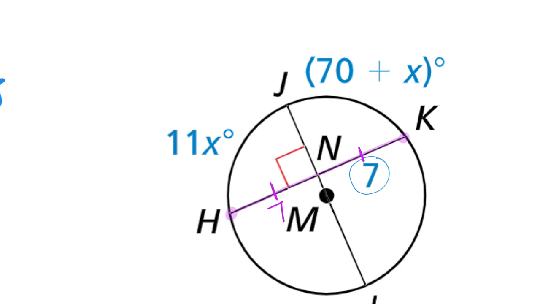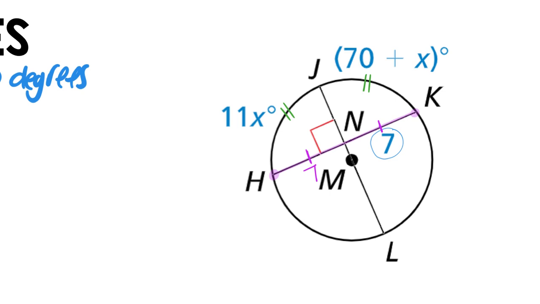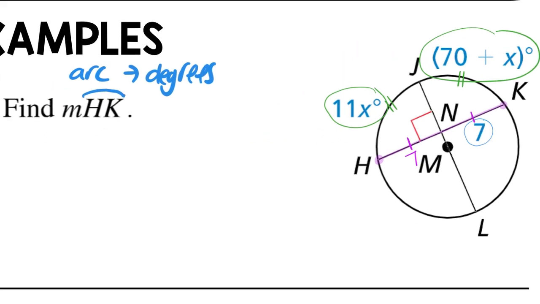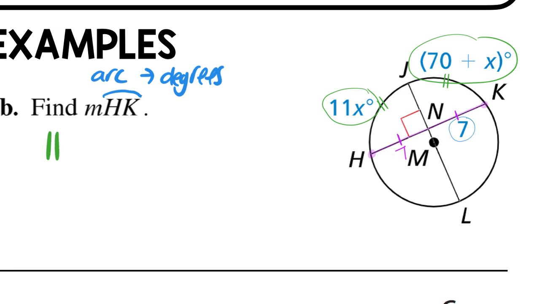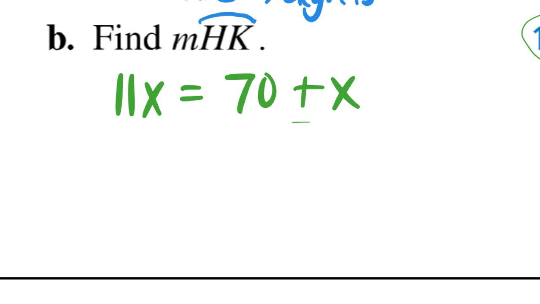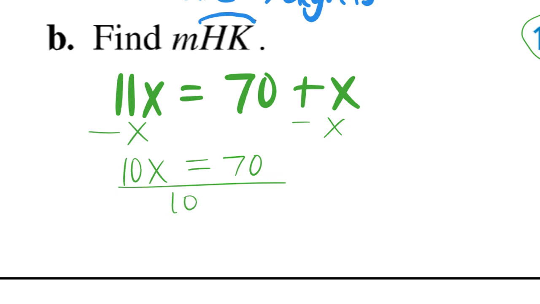That theorem says that the arcs are being bisected as well. So this side would equal this side. So we can just take these 2 arc measurements here and set those equal to each other. We're going to have to solve for x first before we can find the measure of the arc. If I subtract x from both sides, I have 10x equals 70. And then we can just divide, so x equals 7.